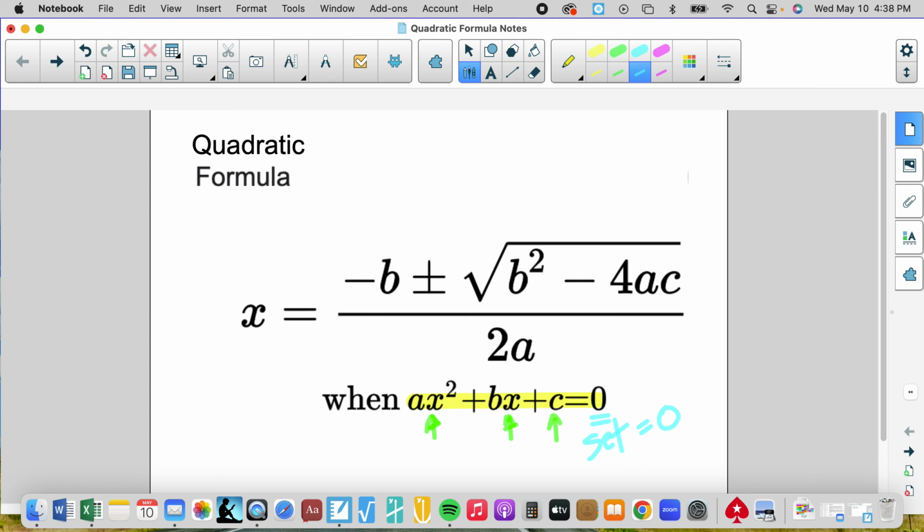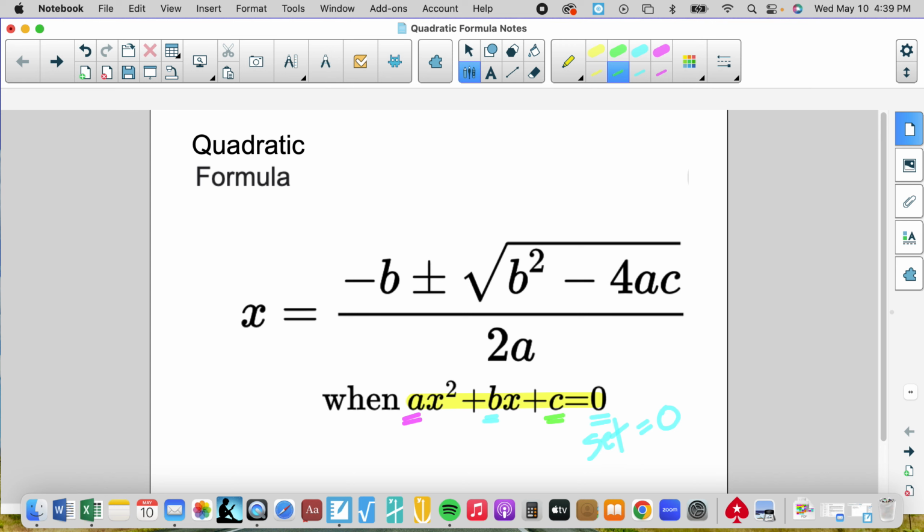But we don't pull our a's, our b's, and our c's until it is set equal to 0. So we're going to pull out the a value, we're going to pull out the b value, and we're going to utilize the c value when it's in standard form, and it's not in standard form until it is set equal to 0. Very important.